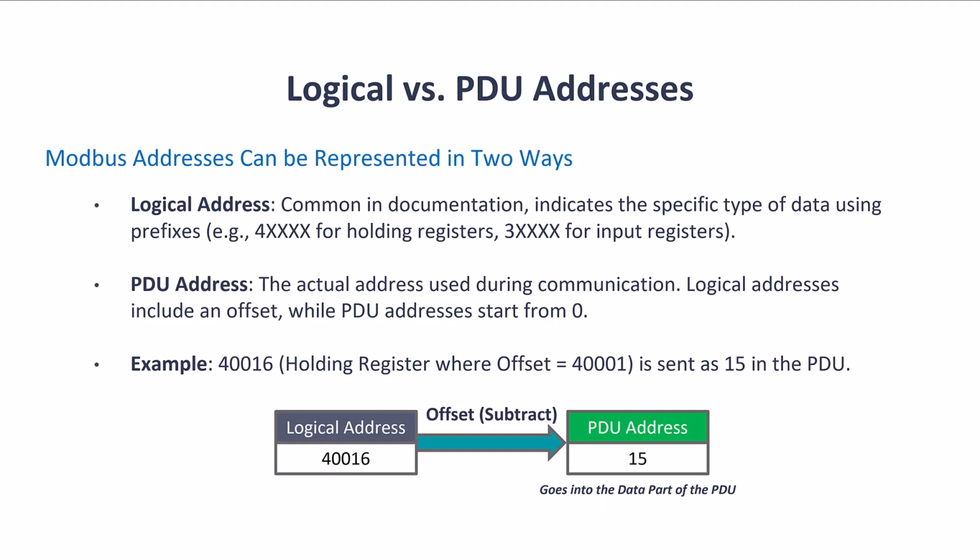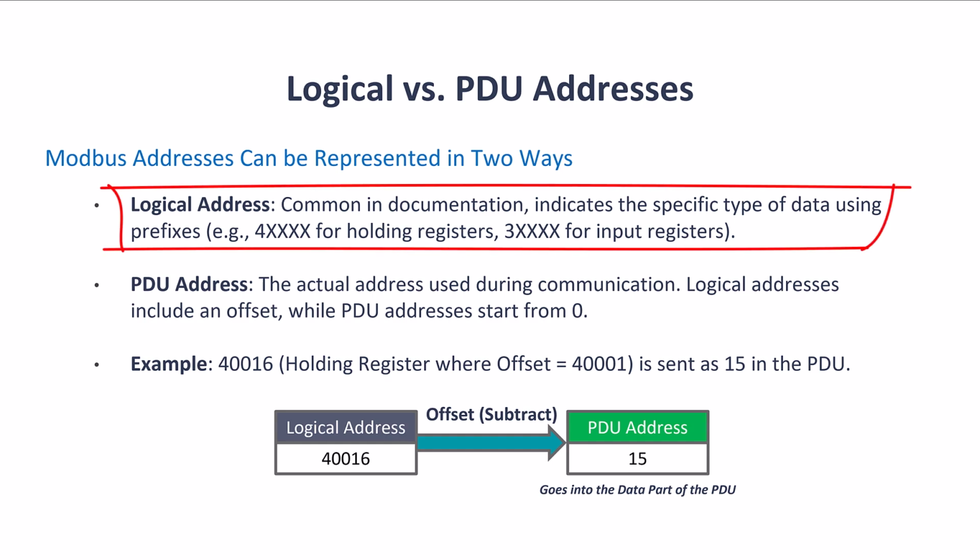Next, we're going to discuss an important distinction between logical addresses and PDU addresses in Modbus. Logical addresses are what you'll commonly find in documentation, user manuals, and Modbus memory maps provided by vendors. As we saw in the table, they include prefixes like 4 for holding registers or 3 for input registers, making it easy to identify the register type and navigate vendor-specific Modbus maps.